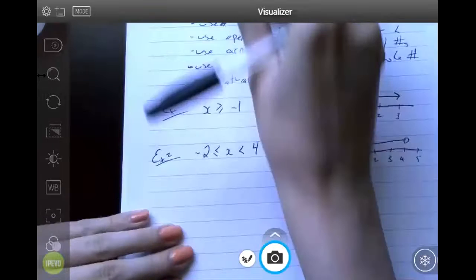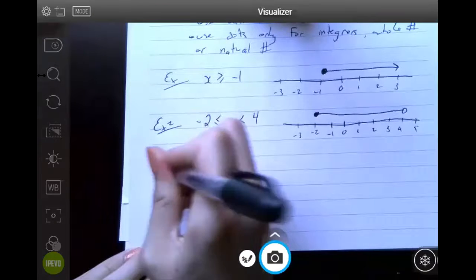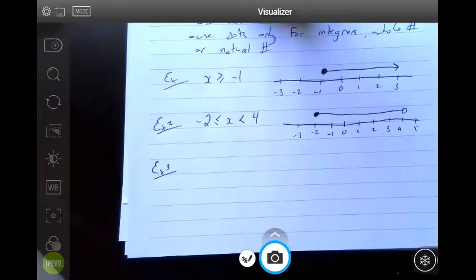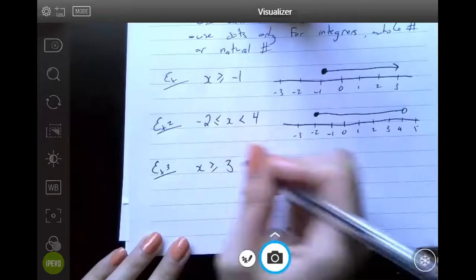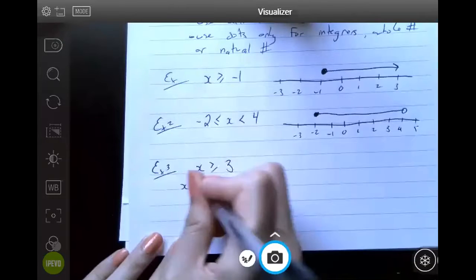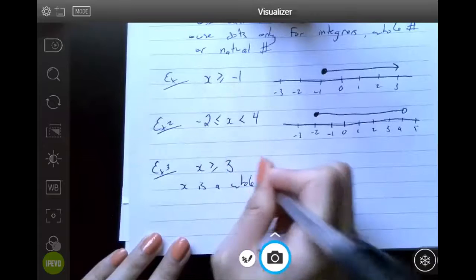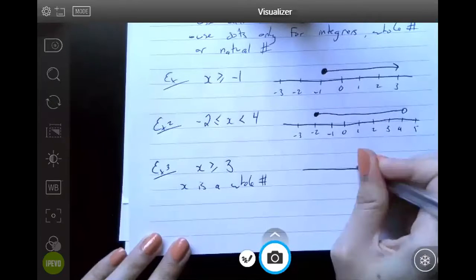Okay, let's do one where I tell you what type of number it is and it's not a rational number. So for instance, if I said that x is greater than or equal to 3 and x is a whole number. Again, we're going to start with our number line.